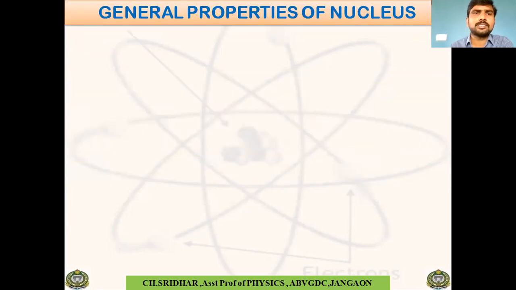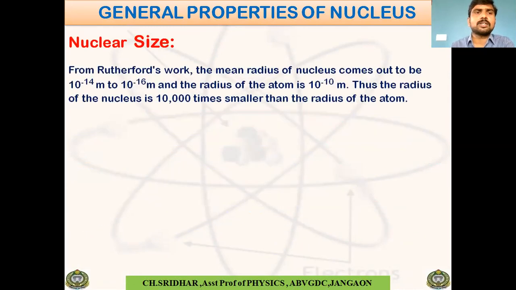And as far as the general properties of the nucleus are concerned, first we'll discuss the size of the nucleus, that is nuclear size. When you consider the nuclear size, from Rutherford's work, the mean radius of the nucleus comes out to be 10 to the power of minus 14 to 10 to the power of minus 16 meters, and the radius of the atom is about 10 to the power of minus 10 meters. Thus, the radius of the nucleus is 10,000 times smaller than the radius of the atom.